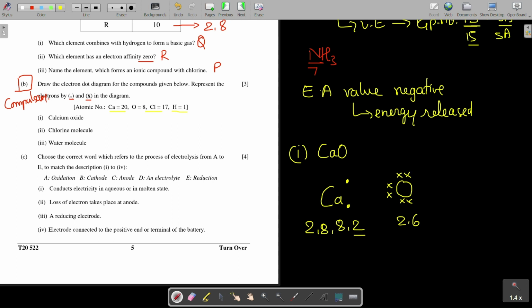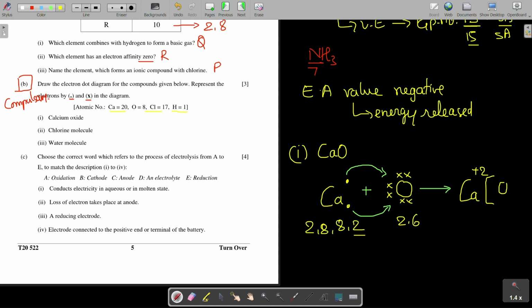Now what happens? This is an ionic compound. In an ionic compound, electrons are donated by the metal to the non-metal. So both electrons are donated to the oxygen. You have to show this. Just put a plus here and show the arrow mark. When calcium gives both its electrons, it will have a +2 charge. Oxygen gains the 2 electrons.